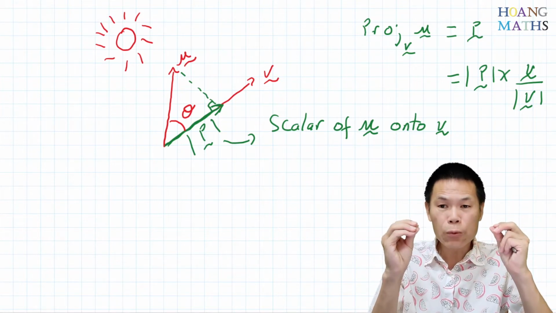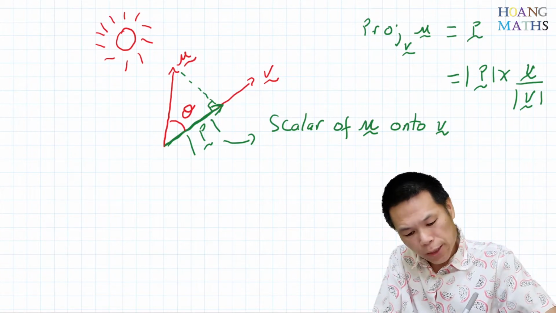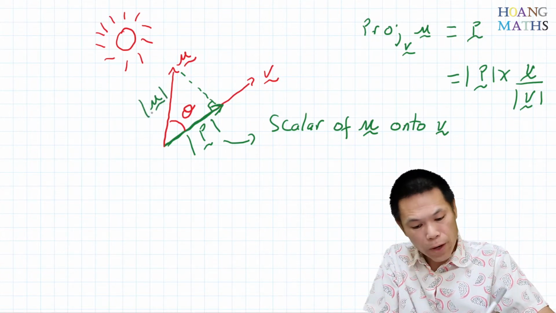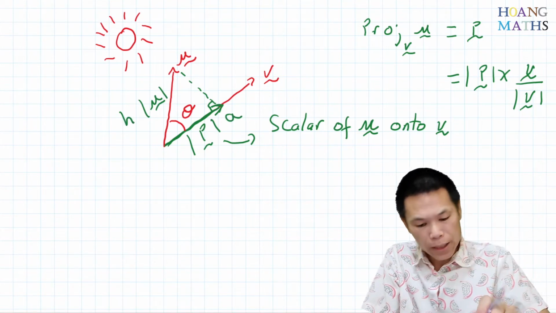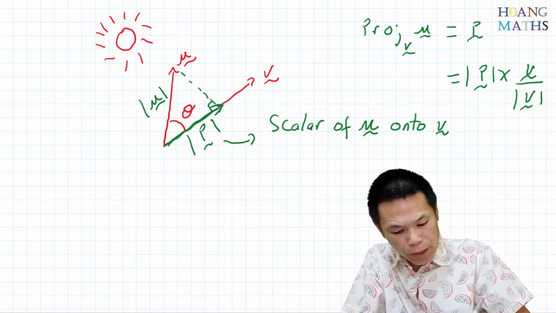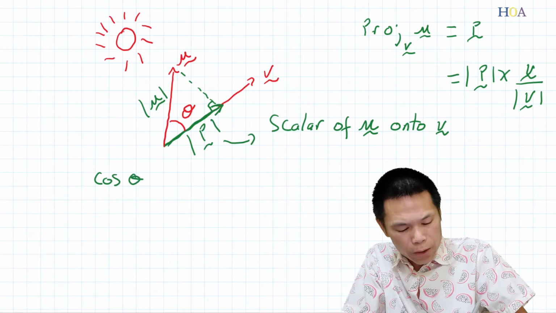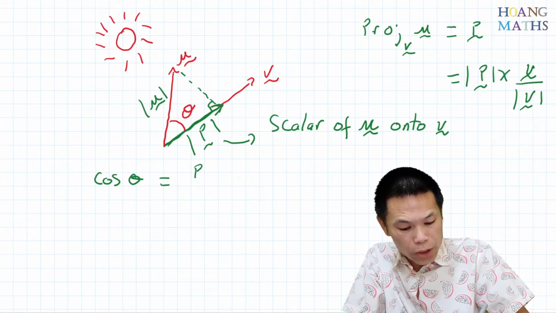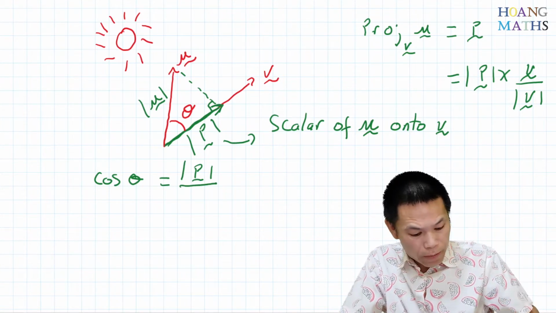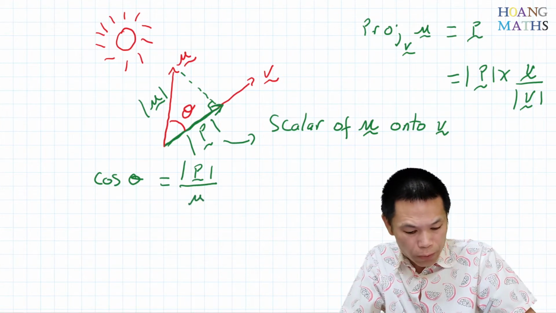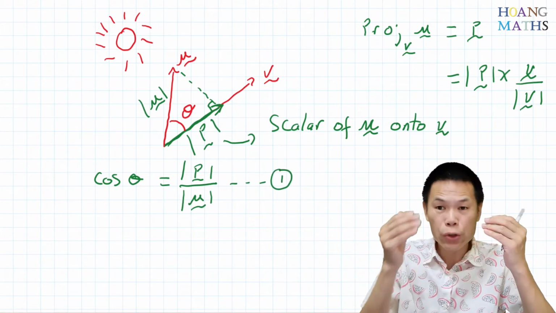Now to find this, we just focus on the right angle triangle using the right angle triangle trick. So this is the magnitude of u. We have adjacent and we have hypotenuse, which is cos. So cos of theta. Let me just write this down. Cos of theta will give me adjacent, which is the scalar of u onto v, over the magnitude of u. Let's name this equation number 1, because we're going to use this later.